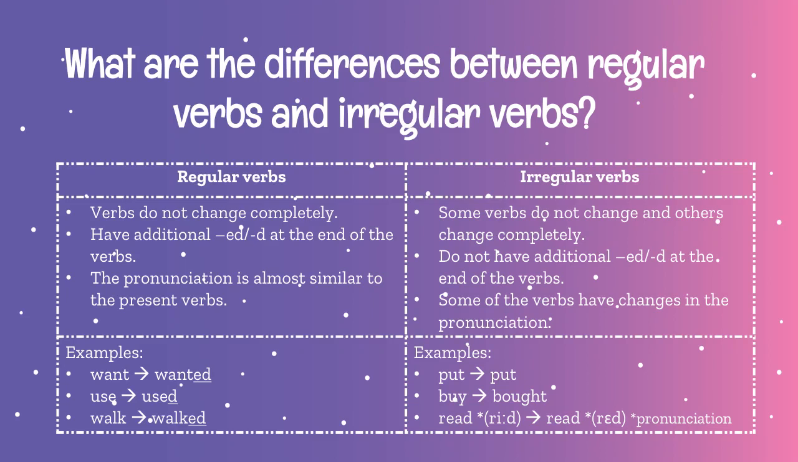Let's take a look. Put becomes put. This verb doesn't change. Put, put. Cut, cut. Hit, hit. Okay? And then buy becomes bought. So the verb changes. The pronunciation also changes. Buy, bought. And then we have another example. Read becomes read. So the pronunciation changes, but the spelling remains the same.